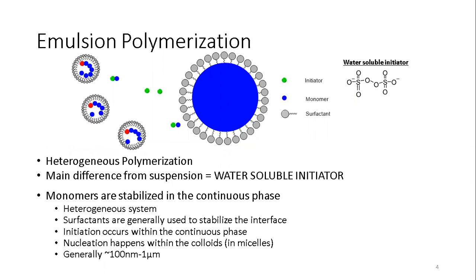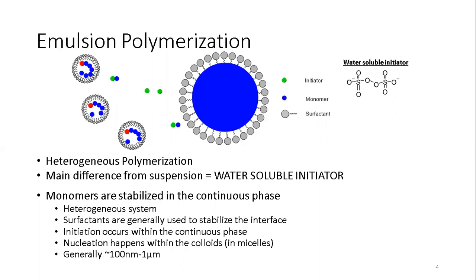The two different mechanisms for creating colloids that I'll be talking about are both heterogeneous methods. These are the emulsion polymerization and the suspension polymerization. So as you can see, you would currently add your monomer to the continuous phase with some type of emulsifier like a surfactant. Mainly the difference between the two is what type of initiator you'll use.